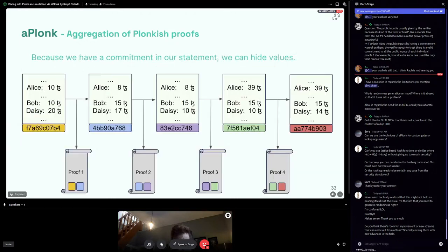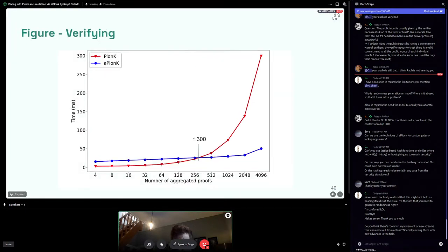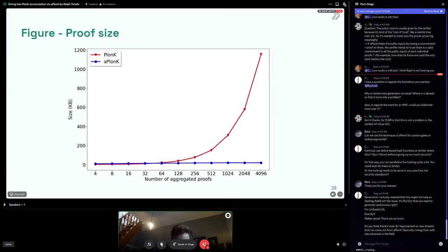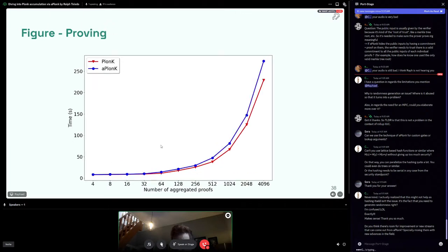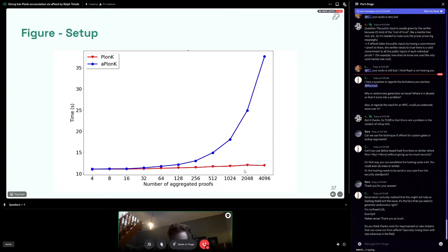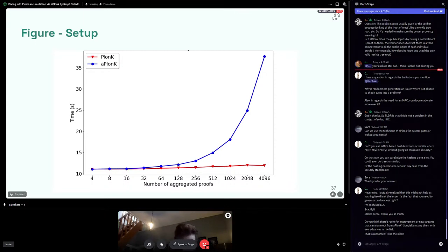In that case, we might have a verification and a proof size which is still sublinear, but we might reduce the gap between proving several mini proofs and the meta verification that we have in aPlonk here. And likewise, we might be able to reduce the setup, which is technically not a problem because you only need to do it once. But I'm quite interested in doing that.